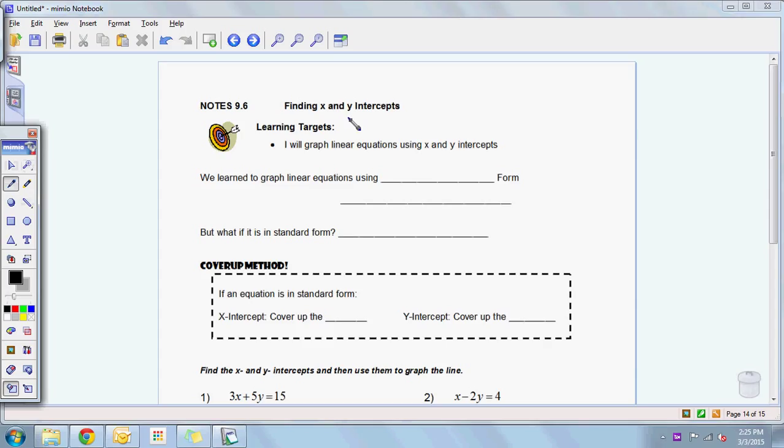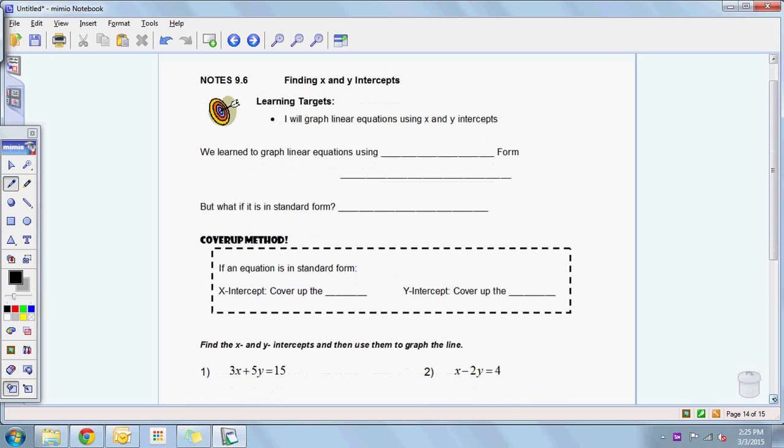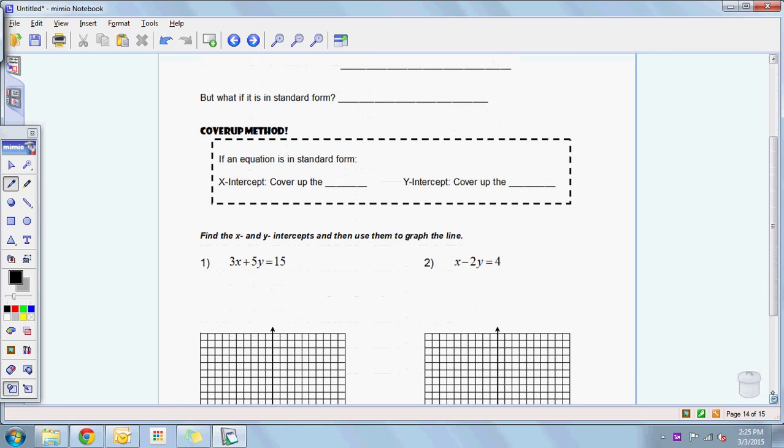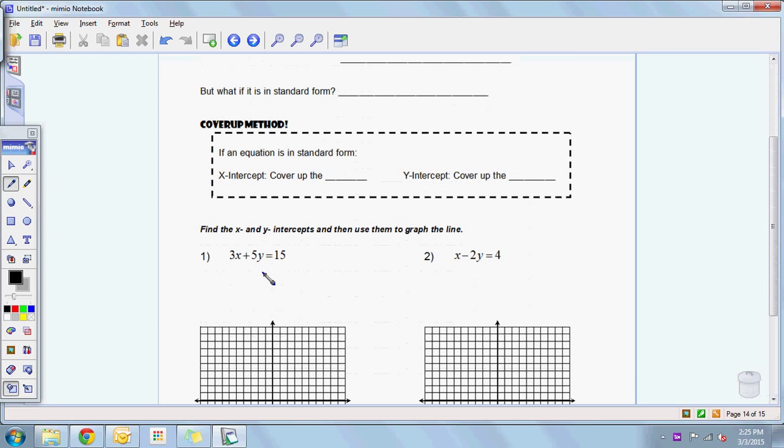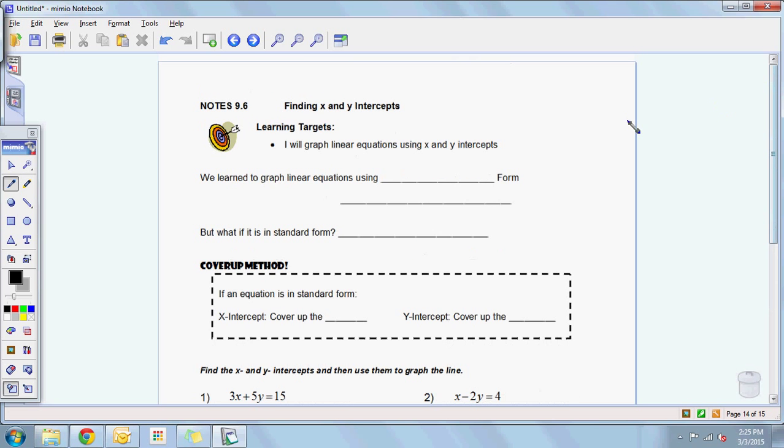So we're still dealing with those two concepts, but today you are going to be asked to find the x and y intercept by looking at an equation. Yesterday you were finding it by looking at points on a graph. Today you are going to find the intercepts algebraically, so looking at an equation. So that's our goal for today.